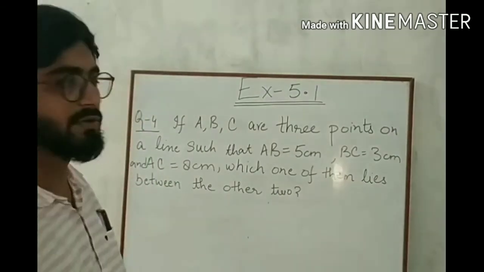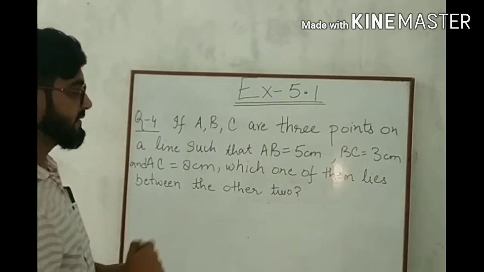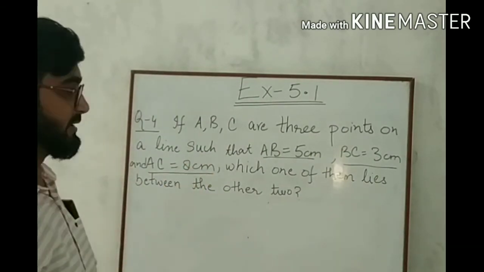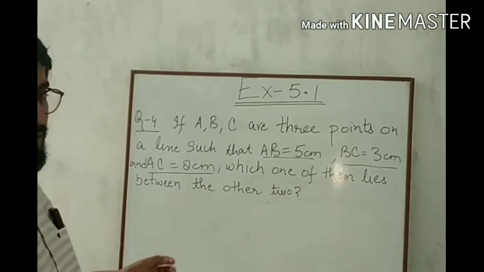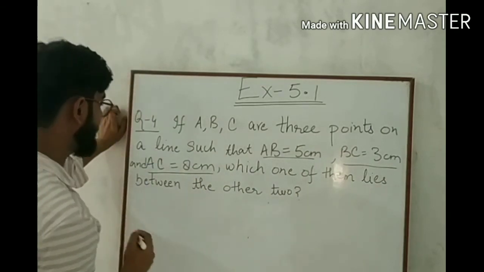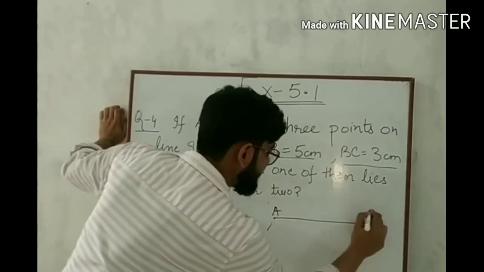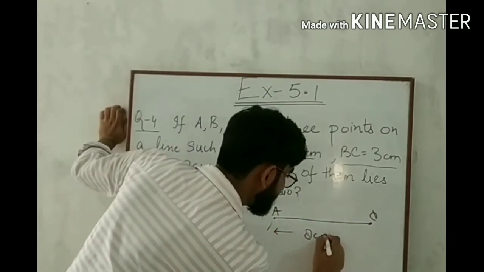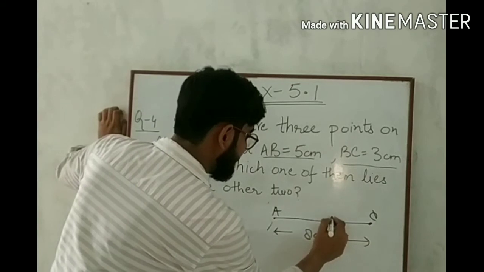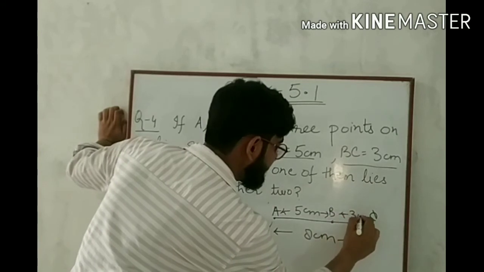Now we are moving to the fourth question of the exercise, which is: if A, B, C are 3 points on a line such that AB is equal to 5 centimeter, BC is equal to 3 centimeter and AC is equal to 8 centimeter, you have to tell which one of them lies between the other two. So among AB, BC and AC, which one is the longest? AC. Suppose this is AC, of 8 centimeter. And AB is of 5 centimeter and BC is of 3 centimeter.